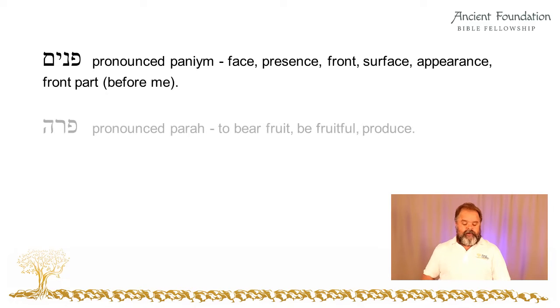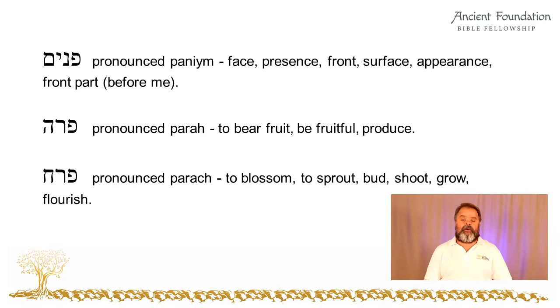The next word is pronounced para, and it means to bear fruit. Be fruitful and produce. The next word is pronounced parak, and it means to blossom, to sprout, bud, shoot, grow, and flourish. So you see a similarity there to the previous word.